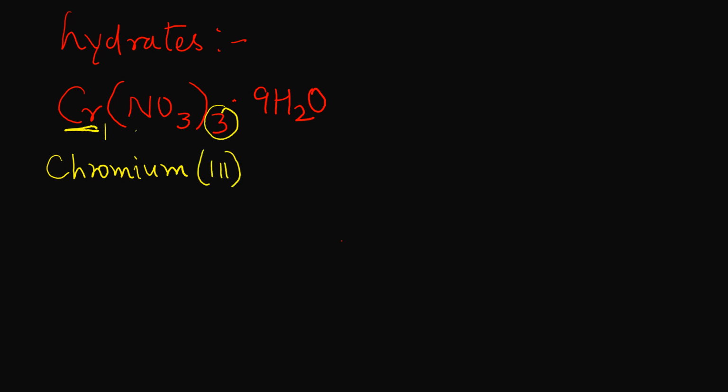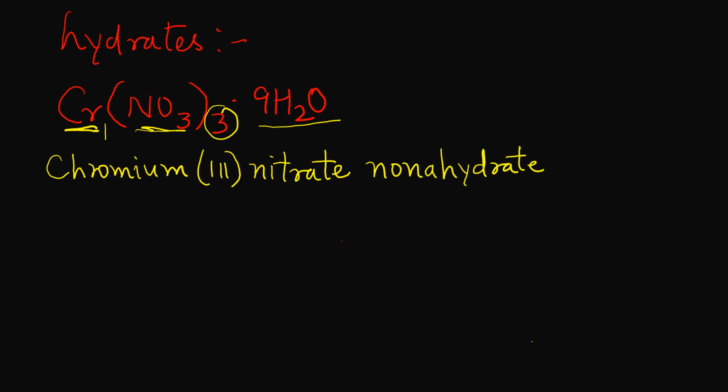The name of this polyatomic ion is used, so we'll write it as nitrate. Now, this is the name of this ionic compound. But we also see water molecules attached here, so we'll just write 9 for nonahydrate. Nona is a prefix. I have given you the list already for the prefixes. So nonahydrate. That's it. Chromium 3 nitrate nonahydrate. This is what is going to be the name of this compound.